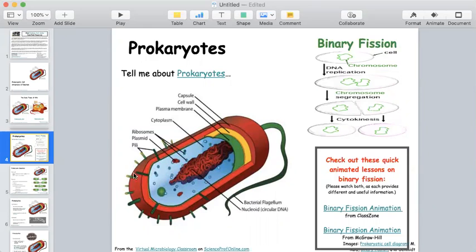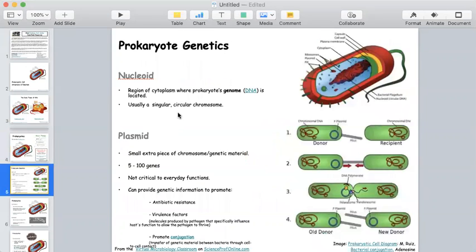Some other structures that are present in the prokaryotic cell are going to be plasmids and then this nucleoid region. So we hear the term nucleus quite often in reference to eukaryotic cells, right? We know that that's where our genetic material is stored, in the nucleus. Well, prokaryotic cells don't have that structure, but we have what we'll call the nucleoid region. Okay, so there's a region within the bacteria cell that contains that circular genome, the DNA.